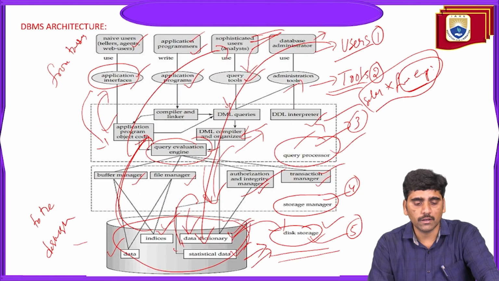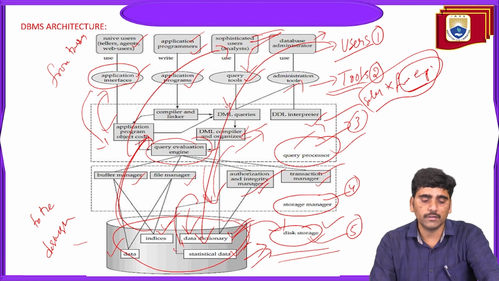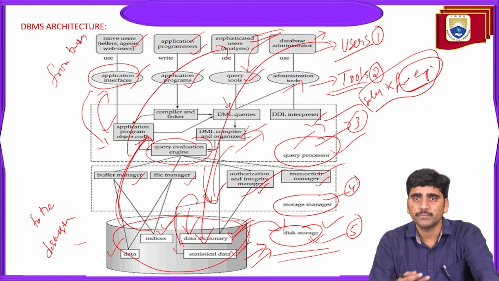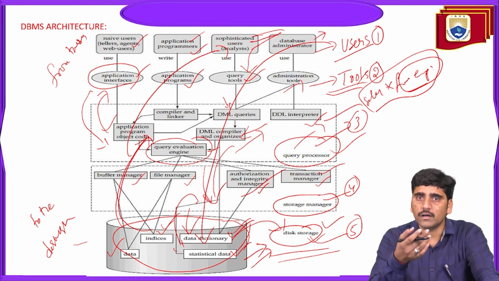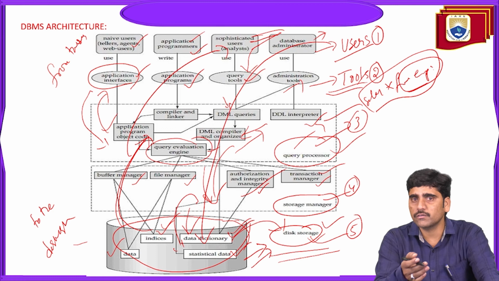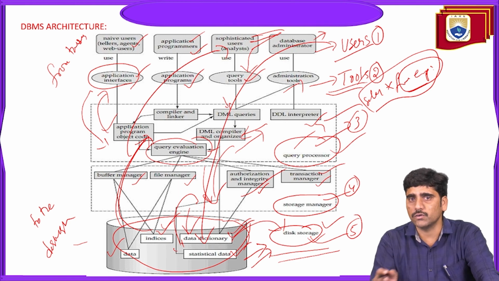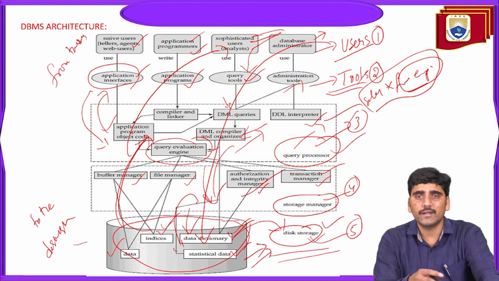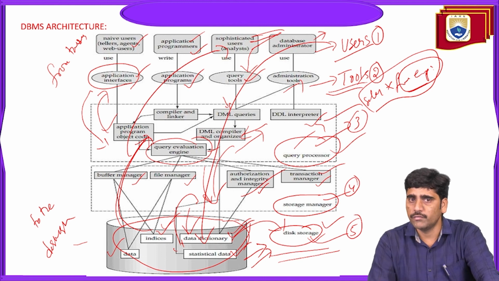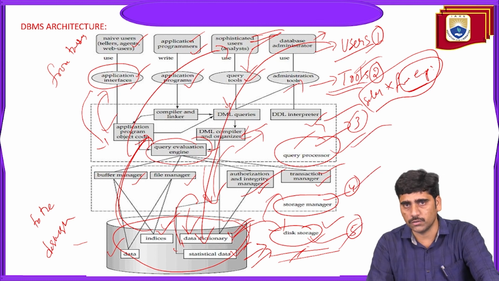See, the database architectural components are disk storage, storage manager, query processor, query tools, and users. Users write the queries with the help of query tools, and that is processed by the query processor and stored by the storage manager into the disk storage. In the same way, for retrieval, the query you write is validated by the query evaluation engine. If it is valid, the result is fetched from the disk storage through the storage manager. So the main important components are users, tools, query processor, storage manager, and disk storage.